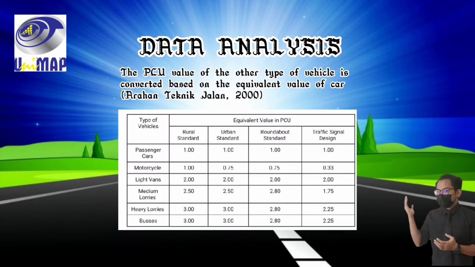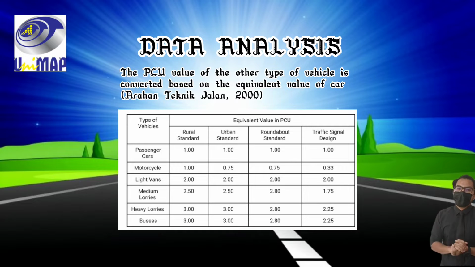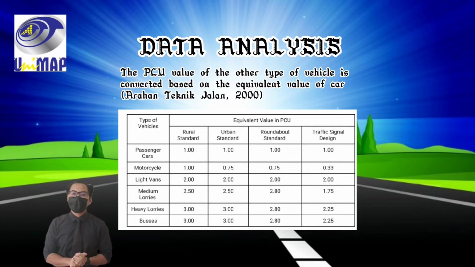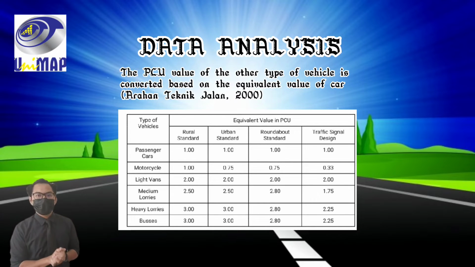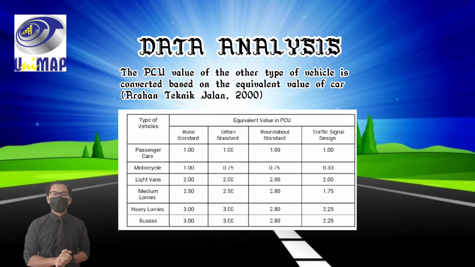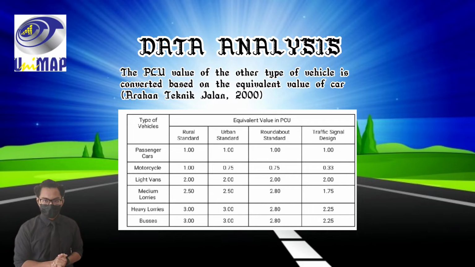For the data calculation or analysis, we use the PCU from Arahan Teknik Jalan 2000, because every type of transport is not the same size and weight. We use this to refer to each type of transportation. For example, one motorcycle does not have the same amount as a lorry because of the difference in size and weight itself.